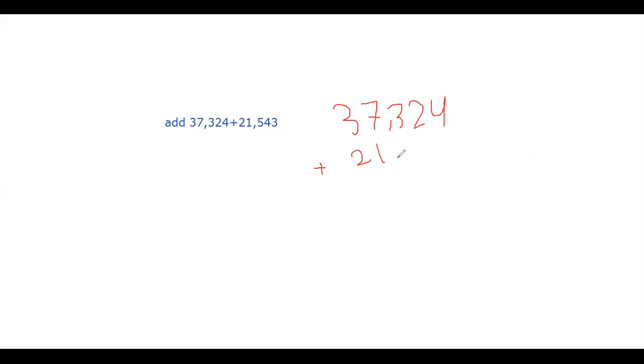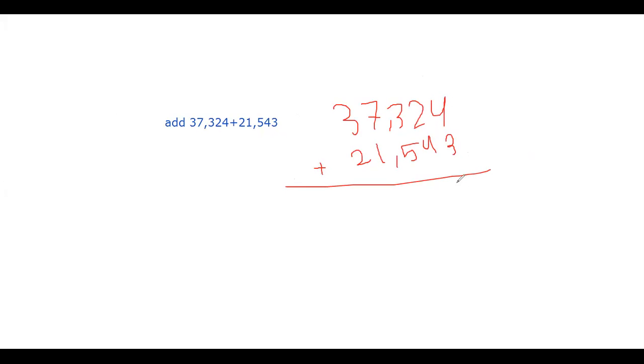Let's take another example. Suppose I want to add 37,324, let's make it easier, plus 21,543. I want to add these two numbers. So the first thing, I will put them above each other: 37,324 plus 21,543. Now we add digit by digit from right to left.